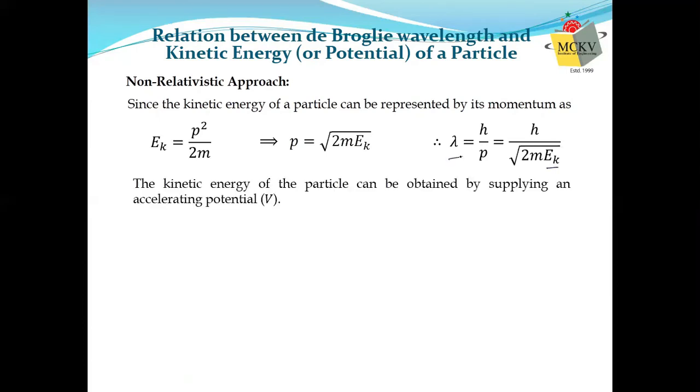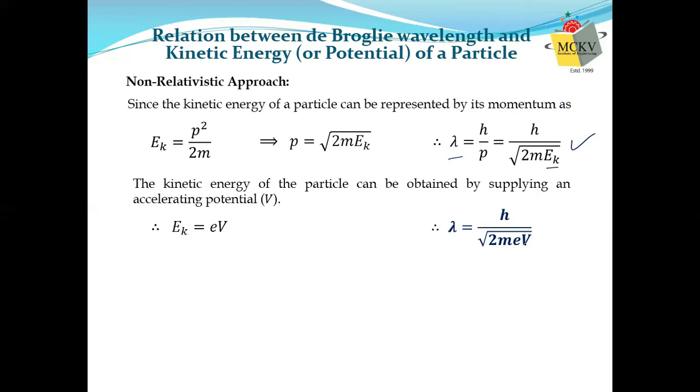Instead of kinetic energy, if we know the accelerating potential, then that accelerating potential actually gives the required potential energy, which is converted into the kinetic energy of the electron. Therefore, kinetic energy Ek can be written as eV, and if we replace the kinetic energy in this equation, then lambda comes out to be h by root over 2m eV.